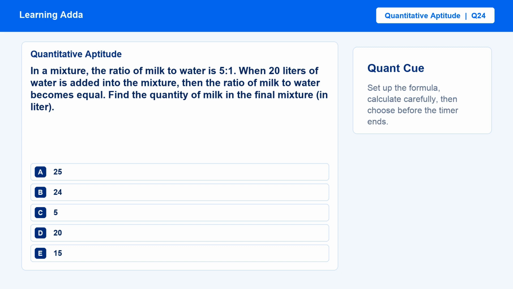Question 24. In a mixture, the ratio of milk to water is 5:1. When 20 liters of water is added to the mixture, the ratio of milk to water becomes equal. Find the quantity of milk in the final mixture in liters. Option A, 25. Option B, 24. Option C, 5. Option D, 20. Option E, 15. The timer starts now.